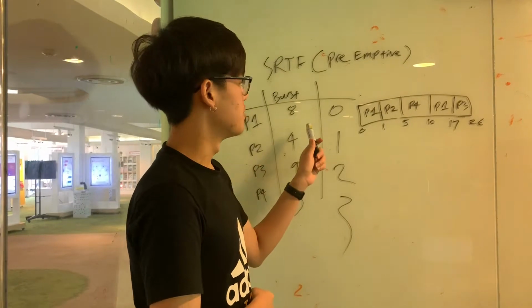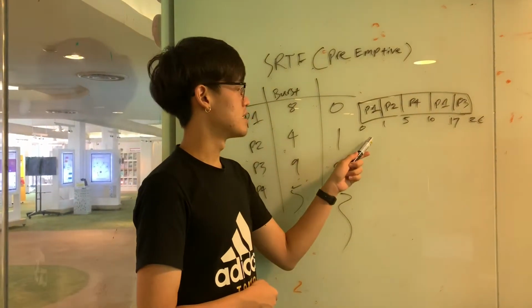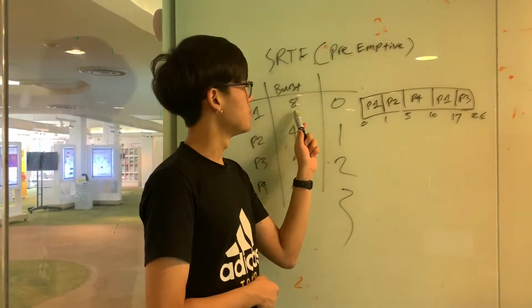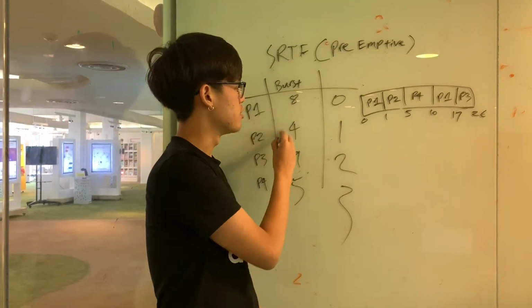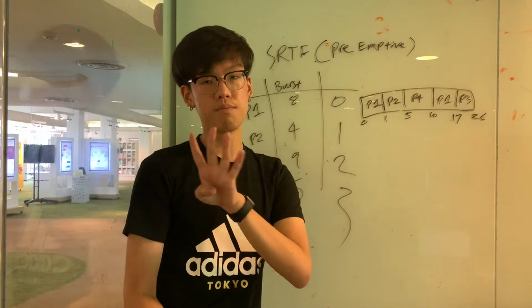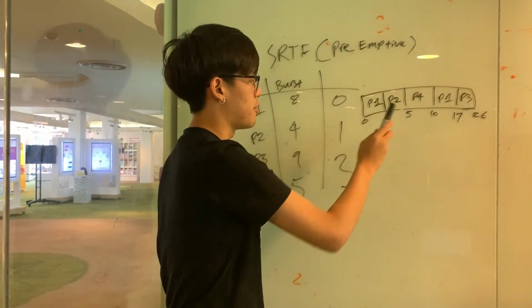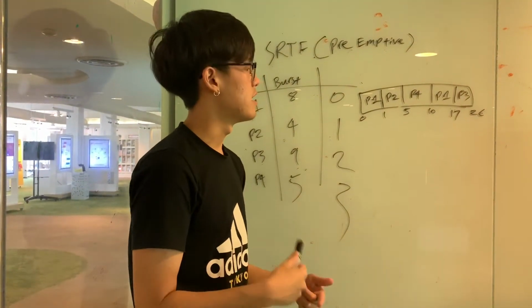For this example shown here, processor 1 will actually be the start as it arrives at time quantum 0. After one CPU burst though, processor 2 actually joined the queue, however it is only 4 bursts. Therefore, it will actually take priority and is being executed next.